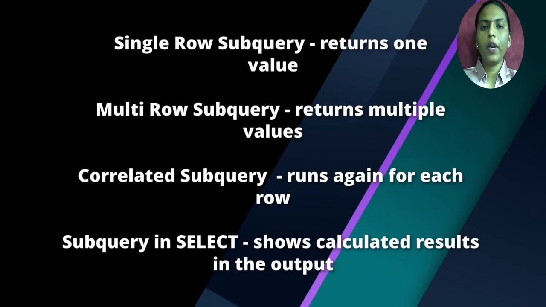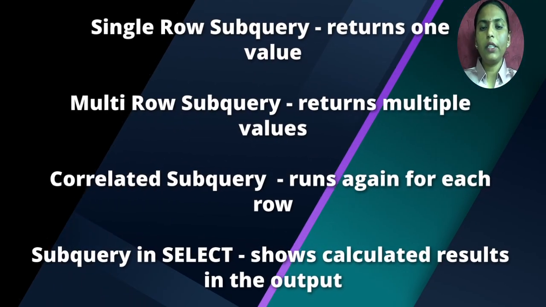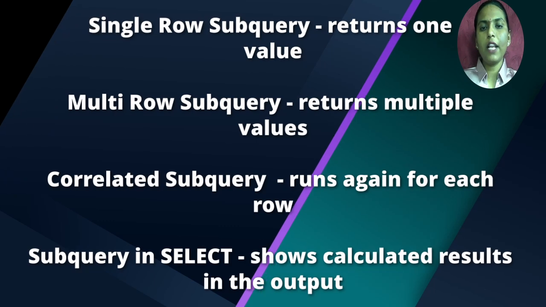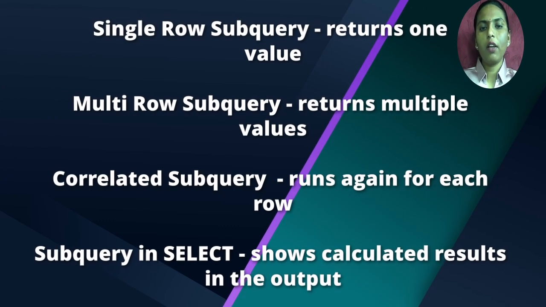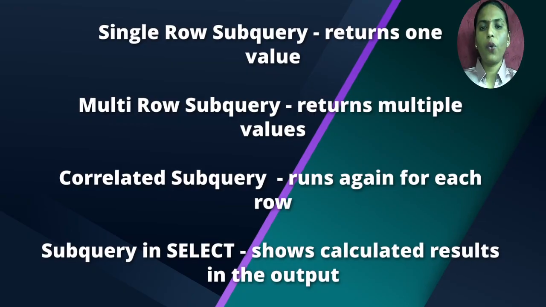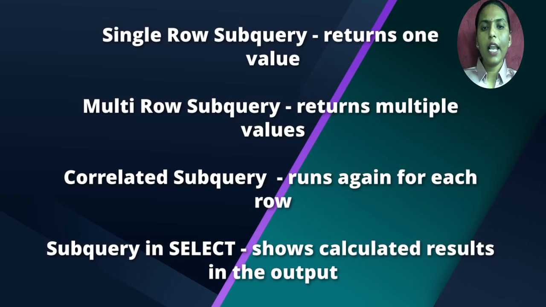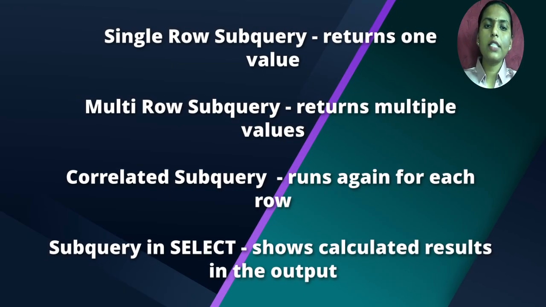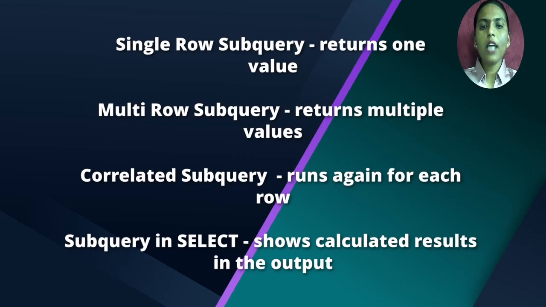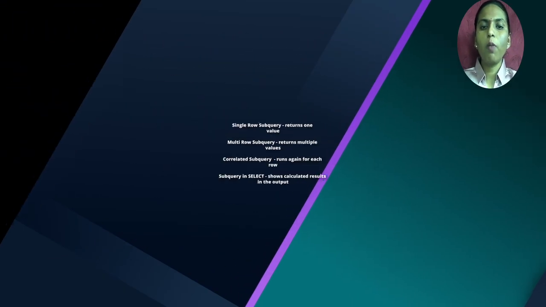So friends, just remember that a single row subquery returns one value, a multi-row subquery returns multiple values, a correlated subquery runs again for each row, and a subquery in select shows a calculated result in the output. That's how subquery makes SQL more powerful and flexible.